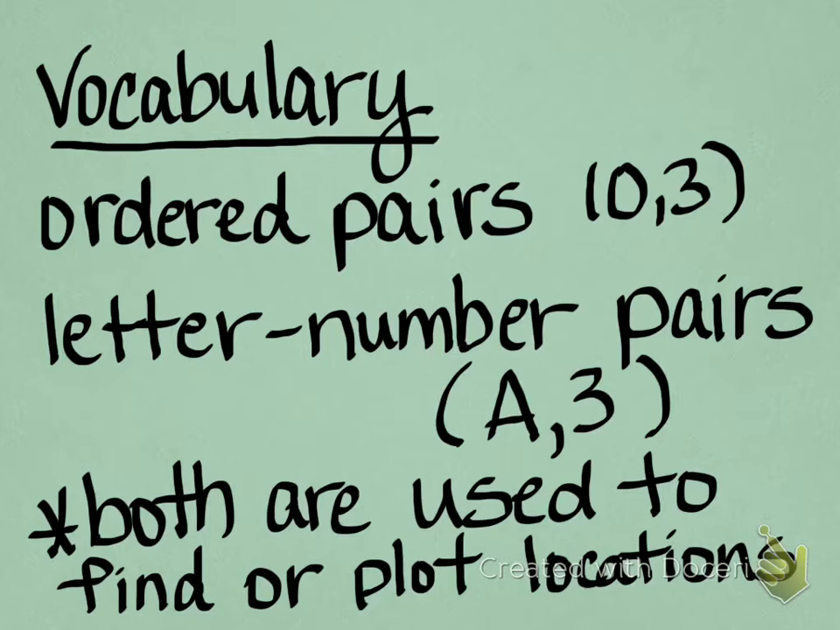If we see ordered pairs, we're going to see parentheses and two numbers separated by a comma. So anytime you see that, that is called an ordered pair. The other phrase that I want you to be familiar with is letter number pairs. And with letter number pairs, we're going to see parentheses and a letter and a number. Both of those are used to find or plot locations, and usually they're referring to a map of some kind.